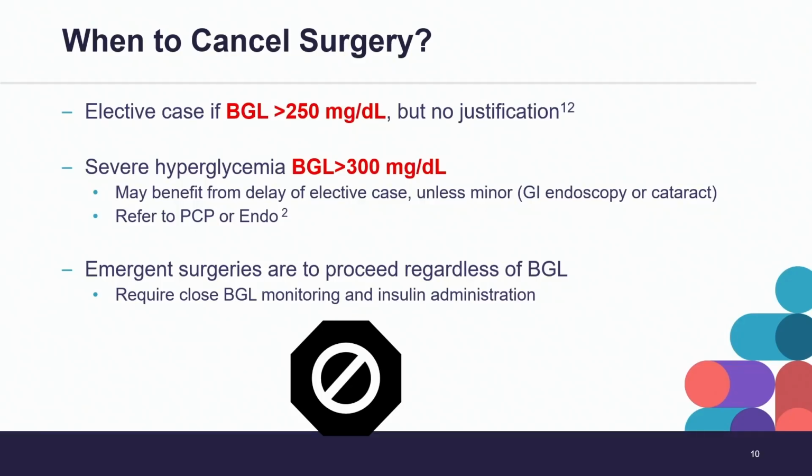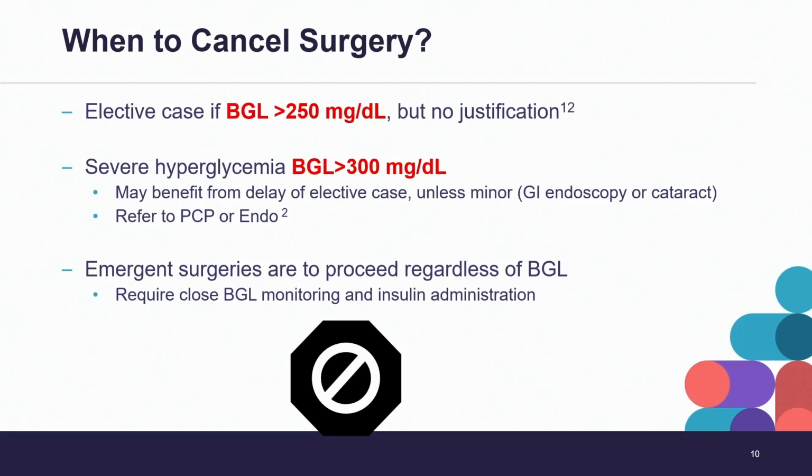This is ultimately the provider's decision. But typically elective cases greater than 250 or greater than 300. Again, this depends on your patient population. I work at a city hospital where a large majority of our patients, their glucose is not well controlled, and so we're just going to keep canceling them.